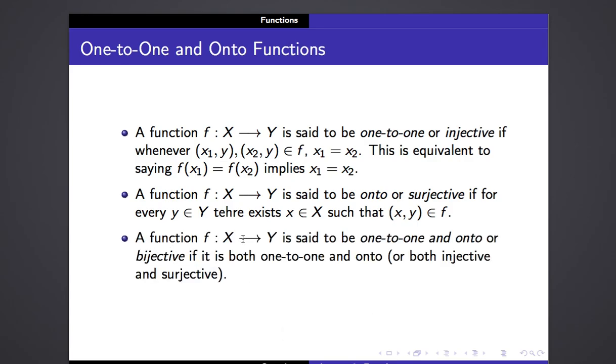And a function f from X to Y is said to be one-to-one and onto, or bijective, if it is both one-to-one and onto, or both injective and surjective. As a noun, it is also called a one-to-one correspondence.